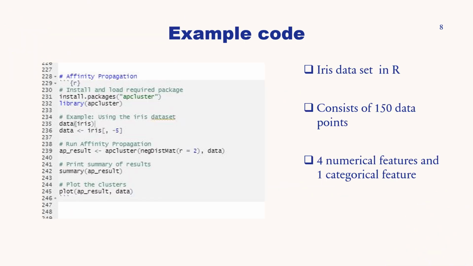Here is a code in R using the affinity propagation method. The data set used here is the iris data set in R, with each data point representing an iris flower. The features are sepal length, sepal width, petal length, and petal width, all in centimeters, which are the 4 numerical features. And the 1 categorical feature is the species of the flower.